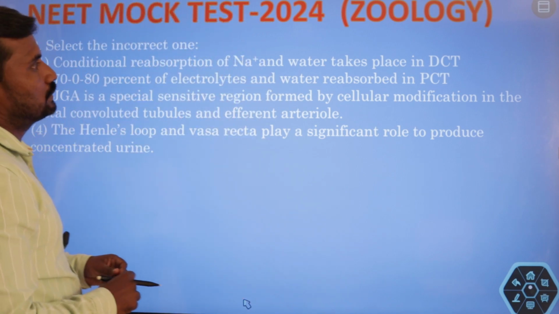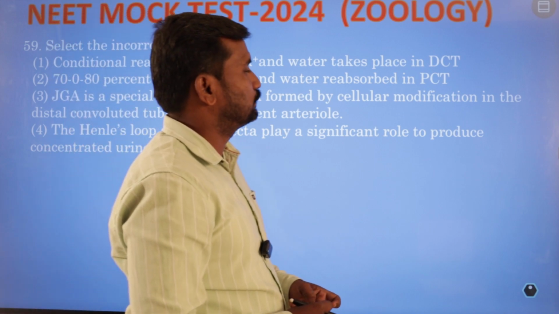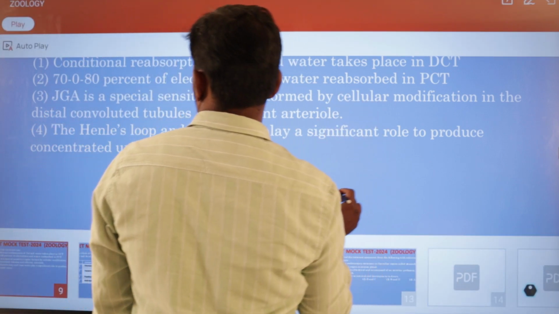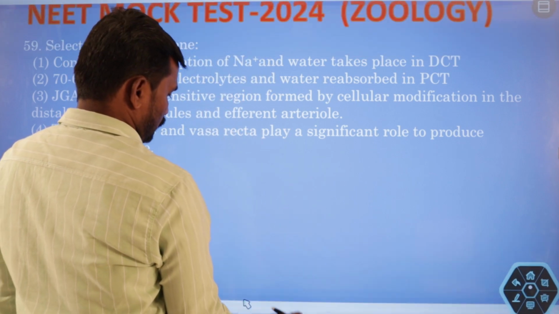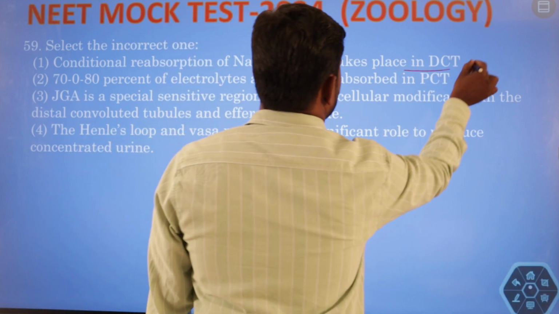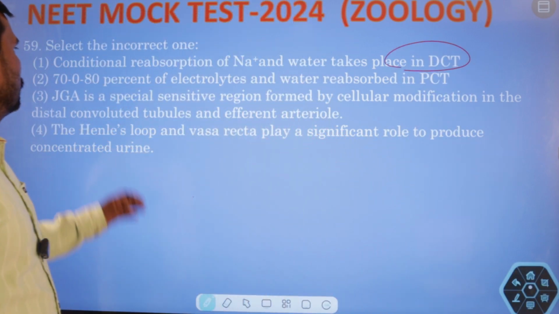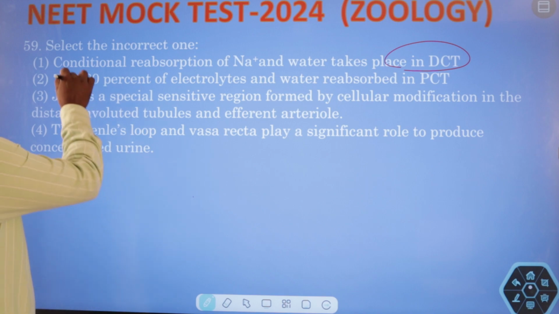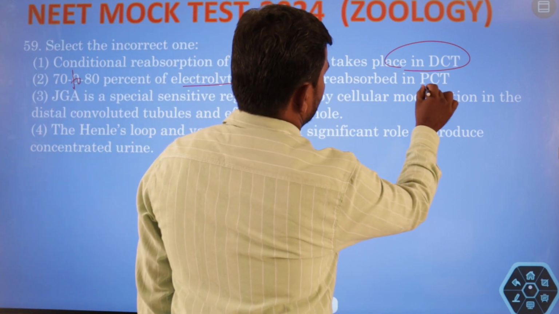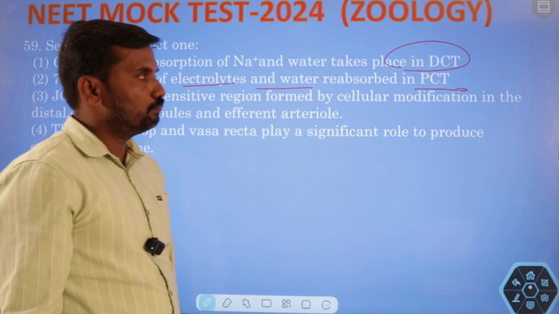So conditional reabsorption of sodium and water takes place in the DCT is correct. There is no doubt. The conditional reabsorption takes place in the distal convoluted tubules. This is a correct statement. The second one, 70 to 80 percentage of electrolytes as well as water is reabsorbed by the proximal convoluted tubules.